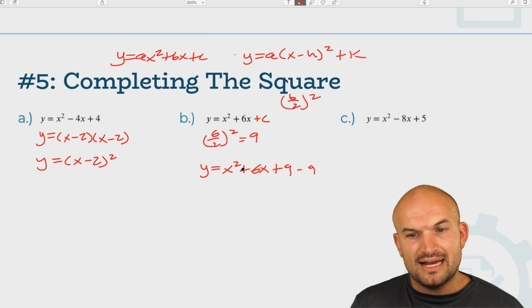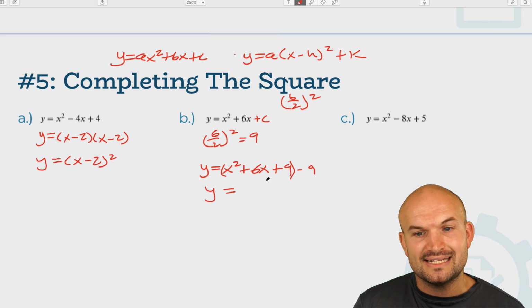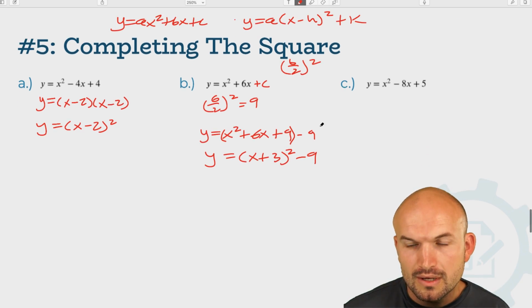But the reason why I want to do that is because I want this x squared plus 6x to be together. So I'm going to group it. And then I recognize that is a perfect square trinomial, which can be written as (x plus 3) quantity squared minus 9.